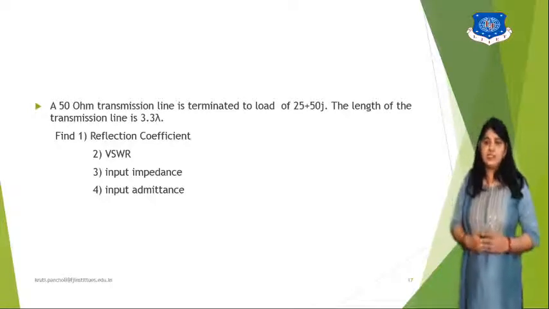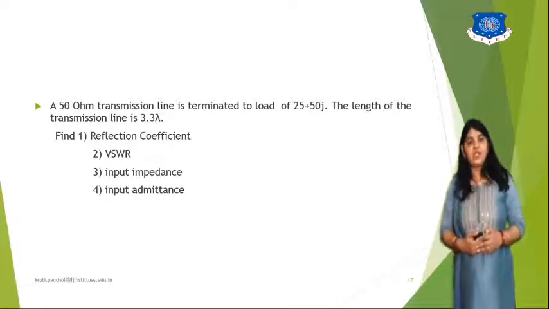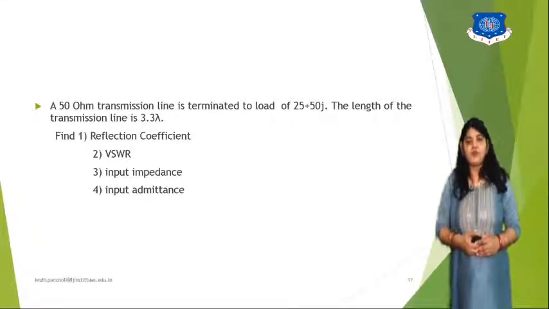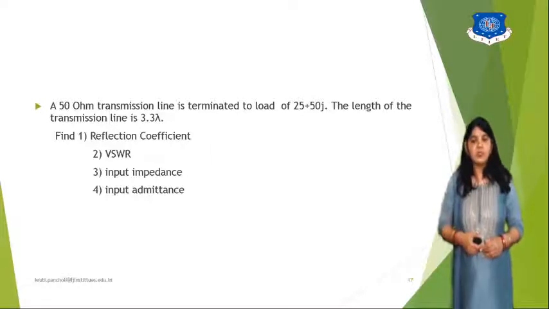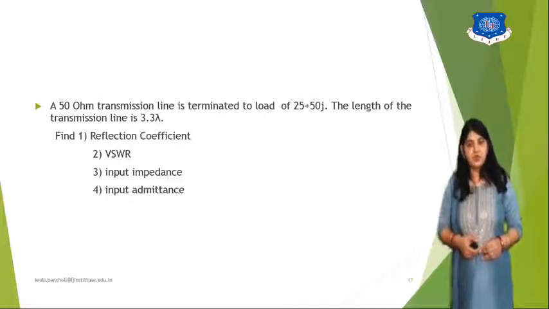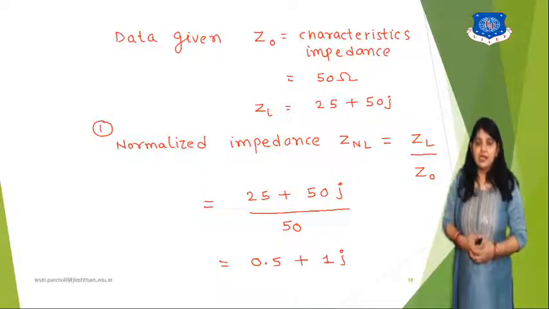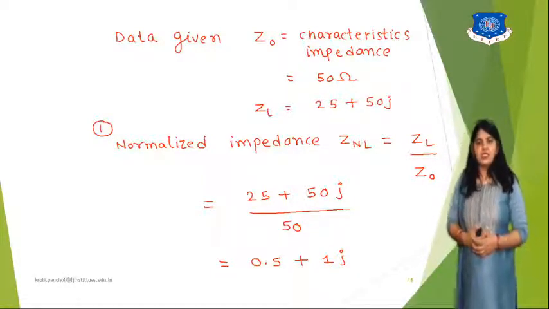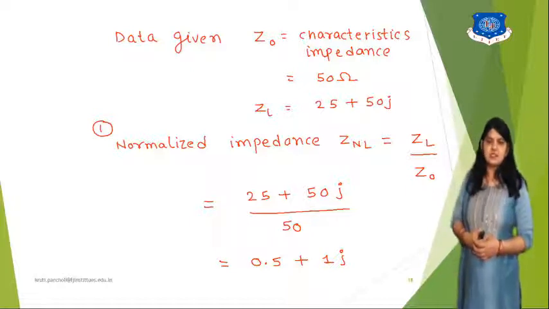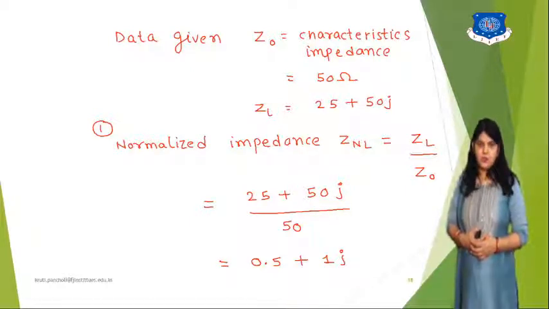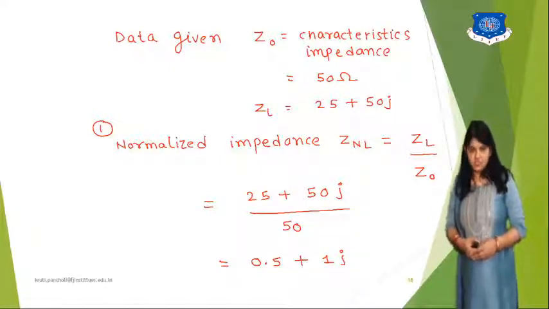So now we are solving an example based on this. A 50 ohm transmission line is terminated with a load of 25 plus 50J. The length of the transmission line is 3.3 lambda. Find the reflection coefficient, VSWR, input impedance and the input admittance. So now what data is given to us? Z0, the characteristic impedance, is equal to 50 ohm. Now the ZL value is given to us, it is 25 plus 50J.